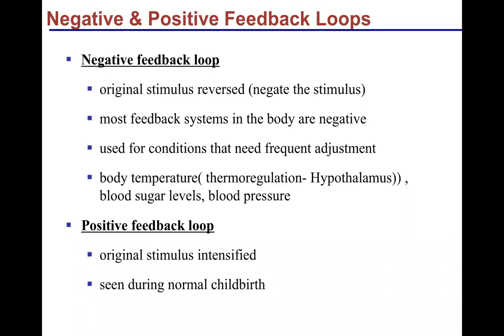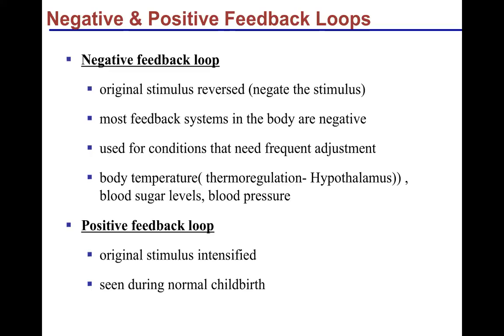homeostatic control is maintained. One of the major or best examples is temperature regulation, which is done by the hypothalamus, which is part of the brain that regulates the temperature of our body.